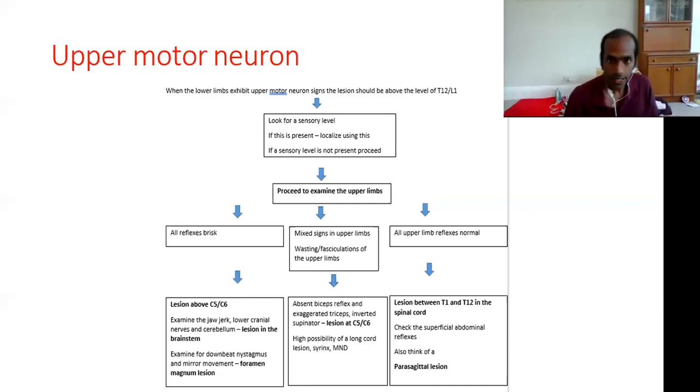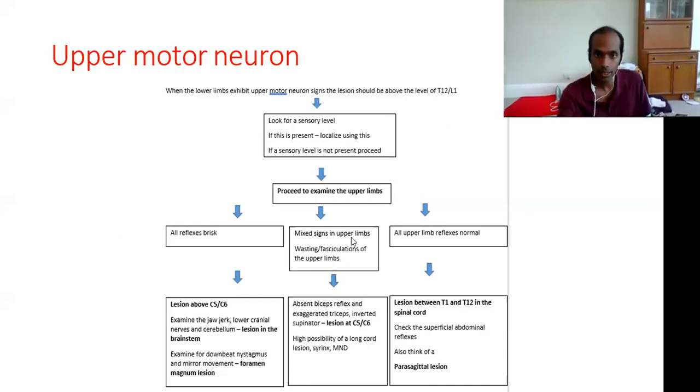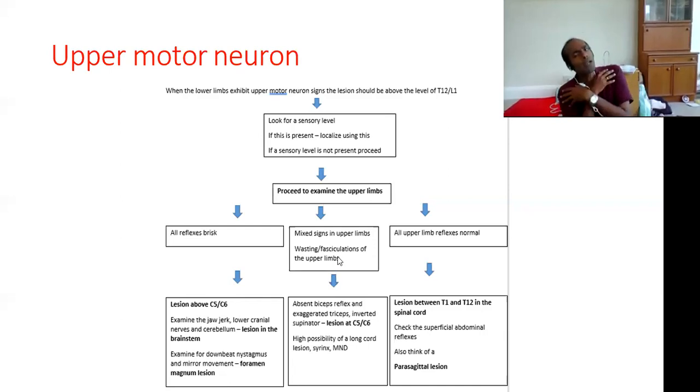The third thing is this middle one. You examine the upper limb reflexes and you get a very specific pattern. C5, C6 is absent. Absent. Triceps is brisk.